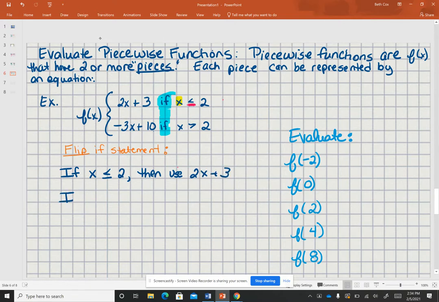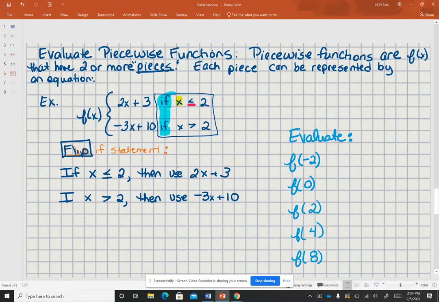And if x is greater than 2, then we use negative 3x plus 10. So we flip the if statement to make it make a little more sense to us, because all my students, they don't understand what that means. Okay? Again, I mentioned that's the handoff point because that's where it changes from one piece to the other. You saw that in the graph. But when it comes to evaluating, that's what you look at first.